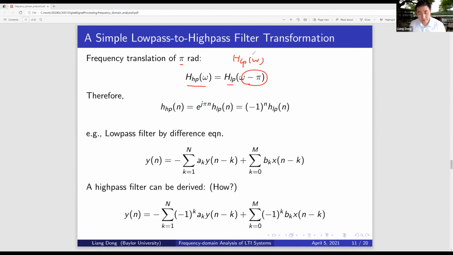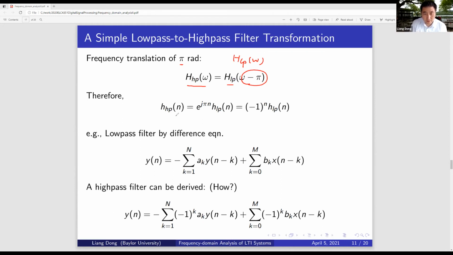Well, it is very easy to picture. You just rotate all these zeros and poles by pi. So whatever is close to phase 0 will now be close to phase pi, and whatever is close to phase pi will be close to phase 0. Therefore, the entire characteristic of the poles and zeros is exactly the opposite, and then you suddenly have a high pass filter.